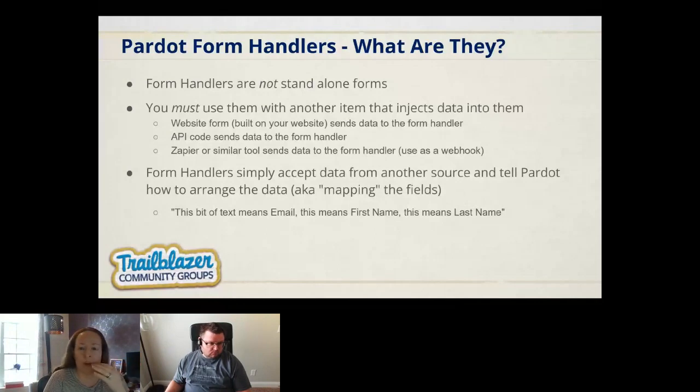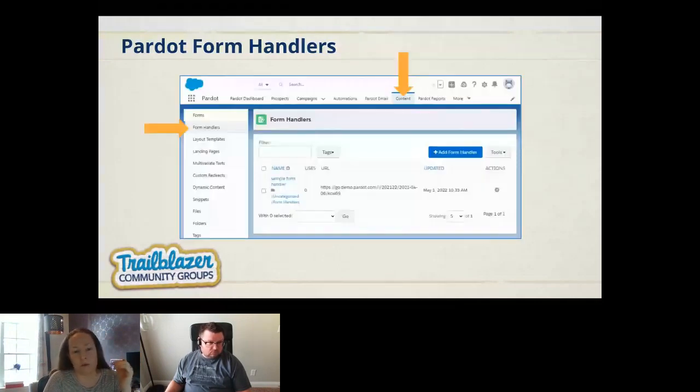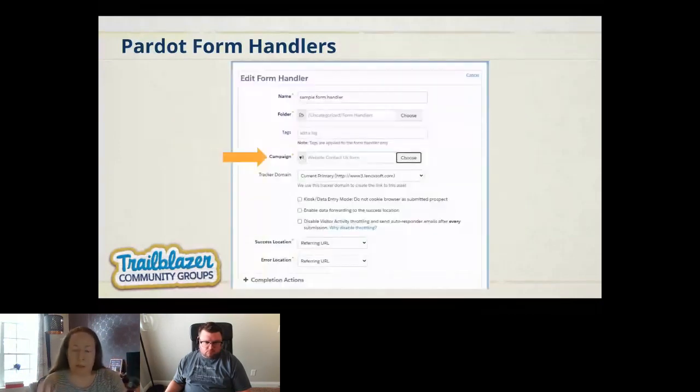Similar to last time, under content we go to form handlers, and a form handler again asks you what campaign it belongs to. It's going to ask you some questions about whether you want it to forward to another location. That's the success location at the bottom.